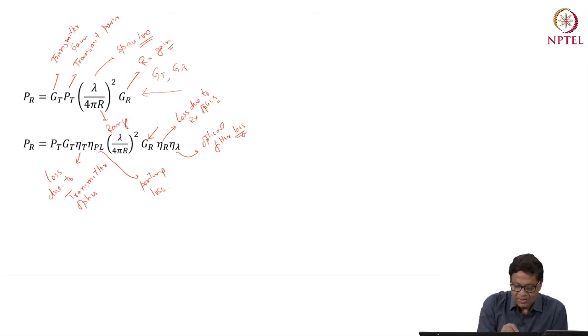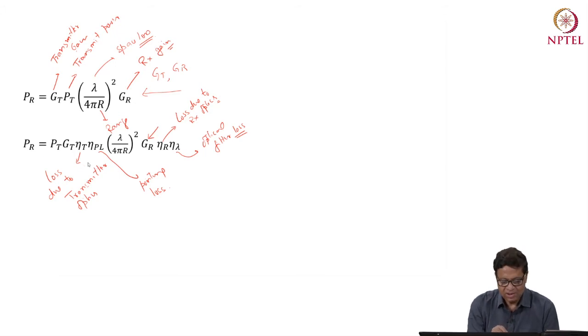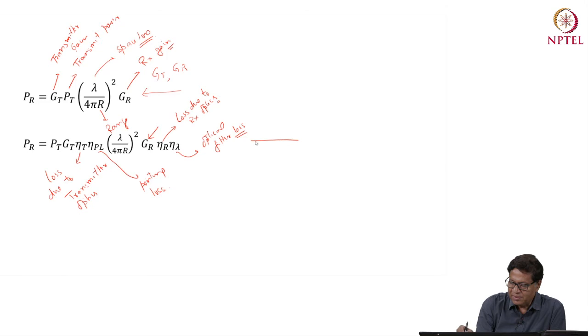So the complete expression is PR is equal to PT into GT, eta T, into eta PL, pointing loss, space loss, lambda by 4 pi R whole square, GR is the receiver gain, and loss due to receiver optics, eta R, and eta lambda is the loss because of the optical filter. Now let us try to understand this receipt power. The idea is to increase this receipt power.